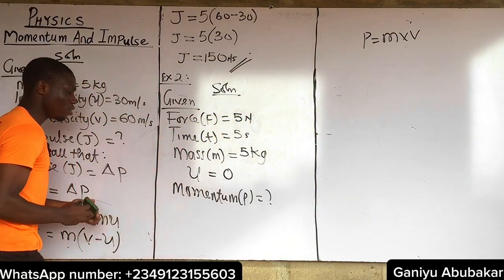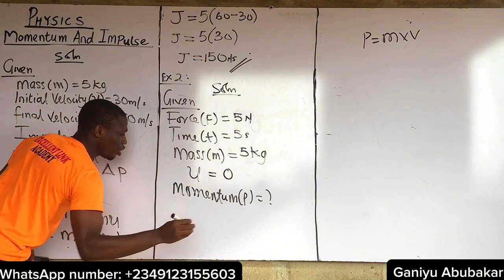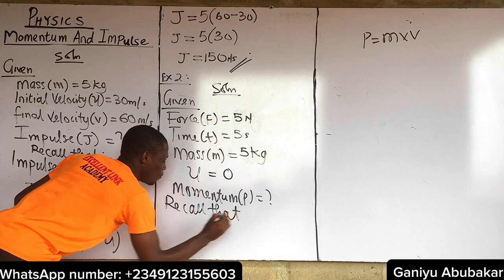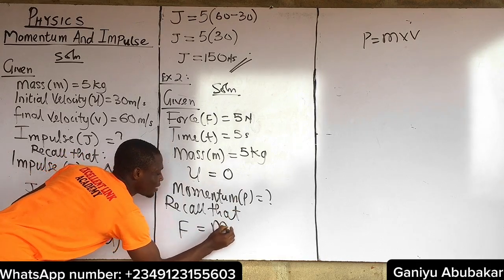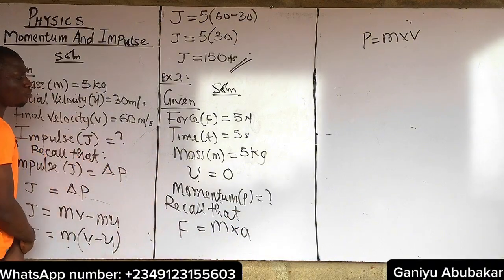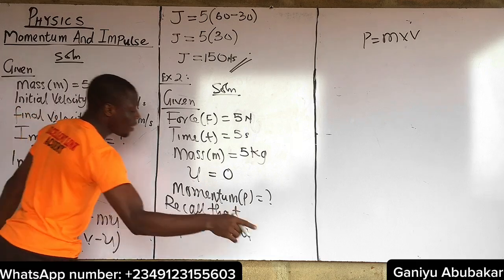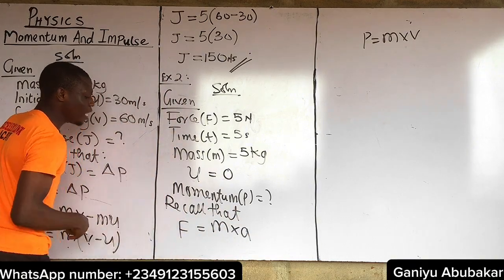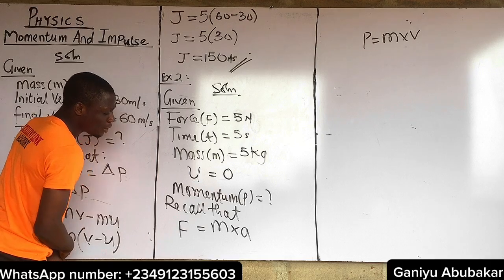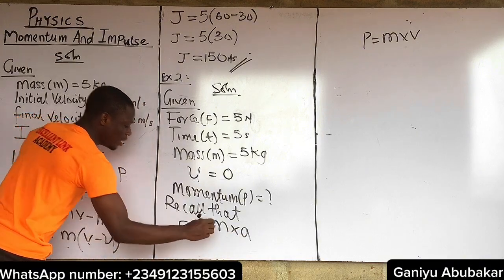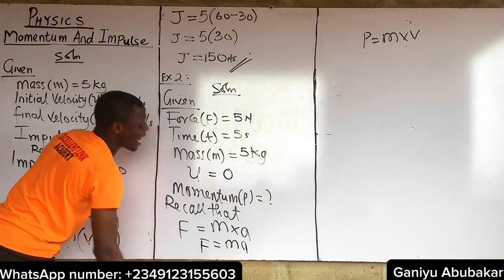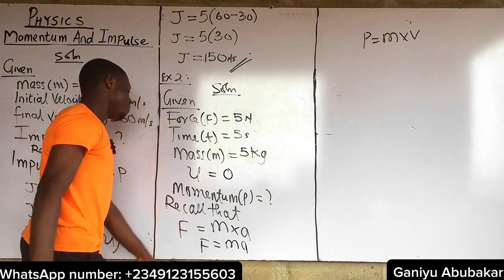Recall that force is equal to mass times acceleration. True or false? True. For me now, I need to know acceleration for me to get velocity. So from here, let's make acceleration the subject. This becomes force is equal to ma. I want to make acceleration the subject here, so divide by m.